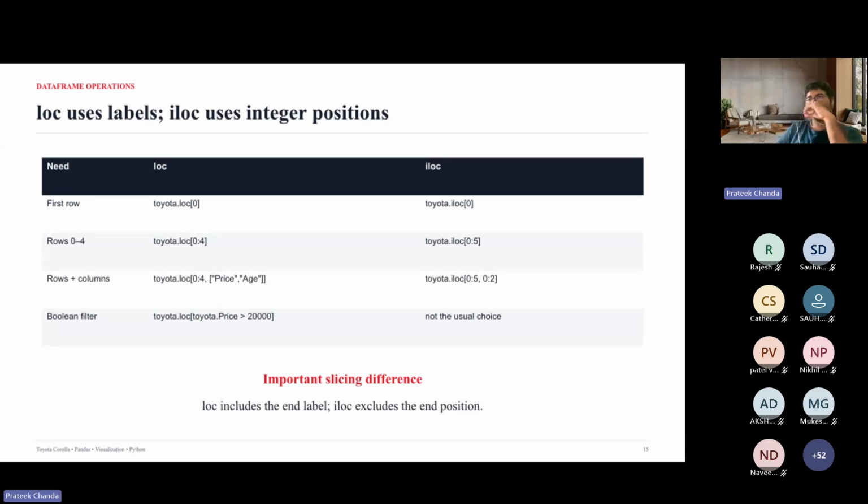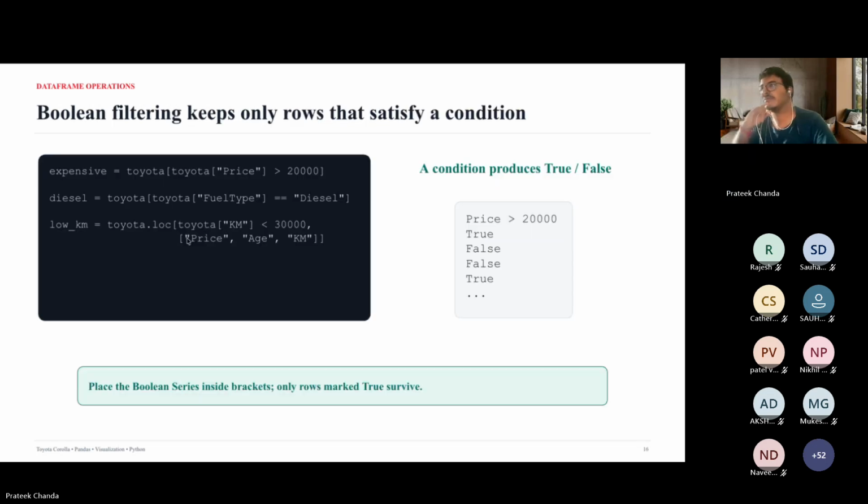So, for example, Toyota.loc[0] gives me the first row in the data frame. If I just want rows 0 to 4, I can do Toyota.loc[0:4]. Similarly, you can do Toyota.head(4), and so on. So these are all different ways to slice a data frame and get only specific rows.